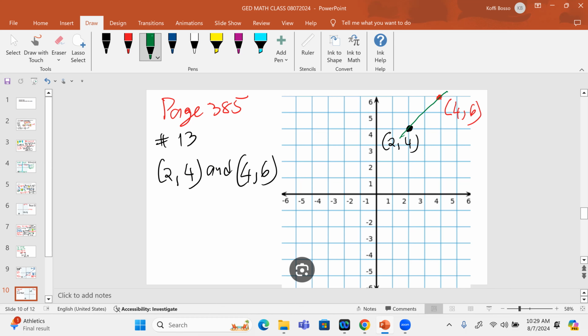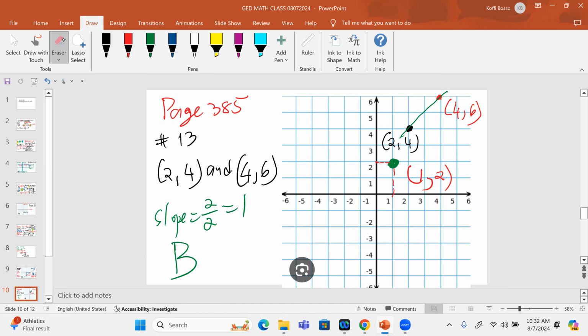2 over 2, and 2 over 2 is 1. So the slope is 2 over 2, which is 1. And the correct choice here is B. Now let's use a calculation method to find the same slope, and you got 1.